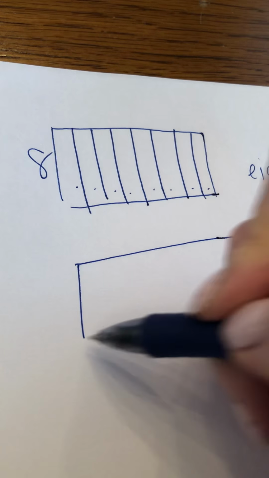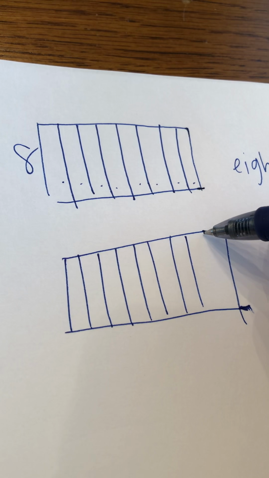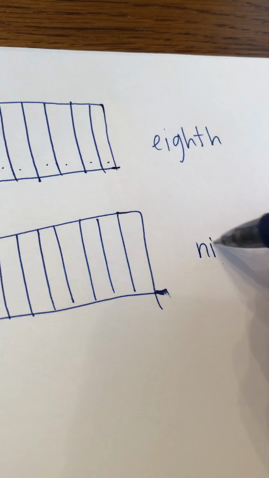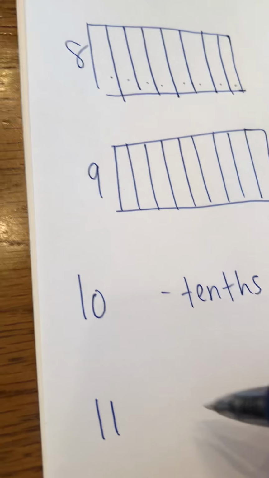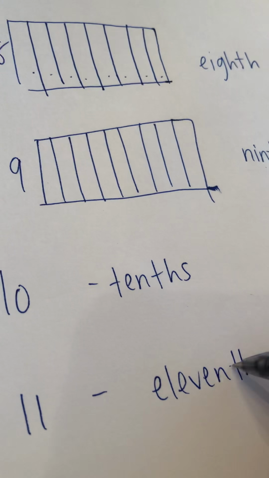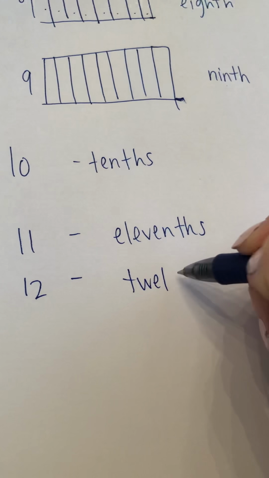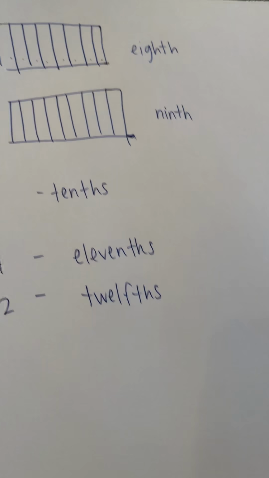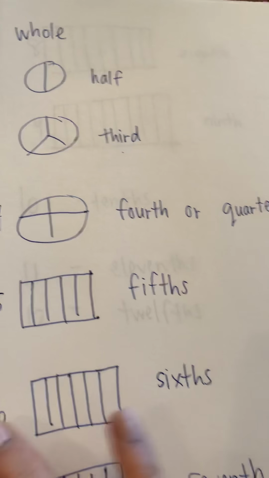Okay, 9 equal parts. Nice. Each piece would be called a ninth. Okay, 10 equal parts would be tenths. 11 equal parts would be elevenths. 12 equal parts would be twelfths. We could literally do this for every single number. 13ths, 14ths, 20ths, millionths, thousandths. So we could keep going. Okay, so we need to learn these fraction words.